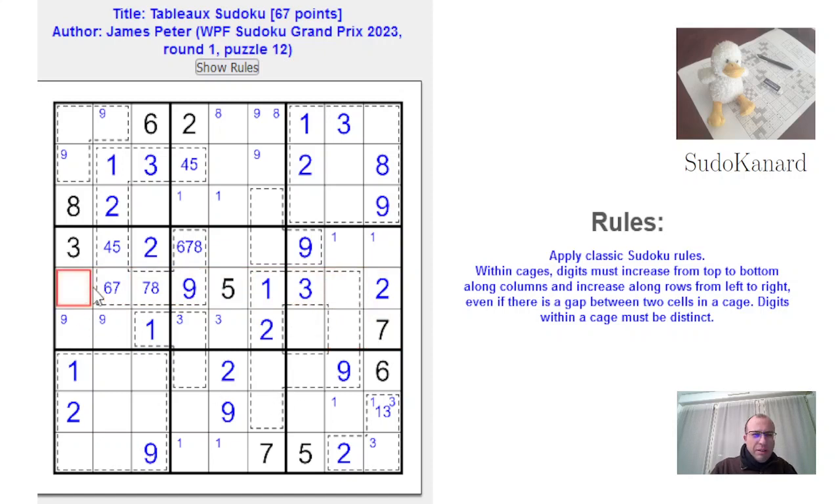Actually, let's look at the missing digits. Those are 4, 6, 7, 8. 7 is not here. 8 is not here because there would be nothing to put between 8 and 9. So this is 4 or 6. And this must lie between those digits. So it has to be from 5, 6, and 8.